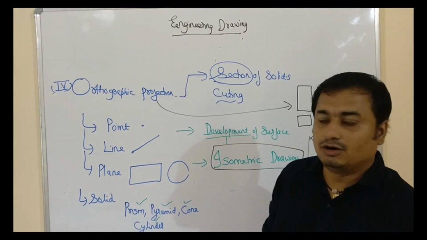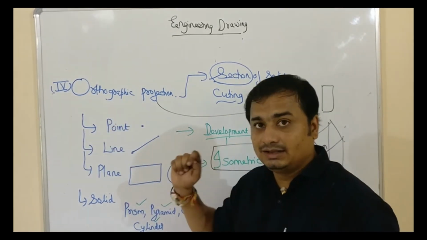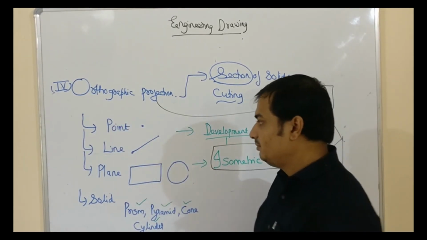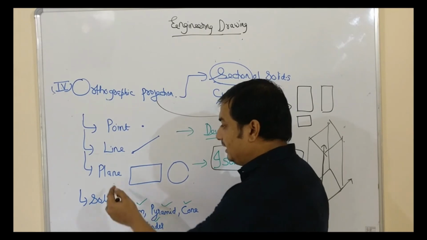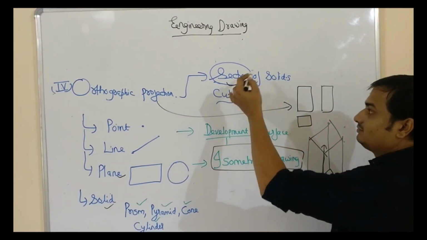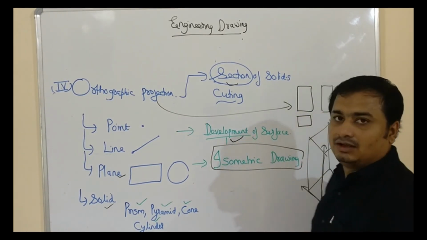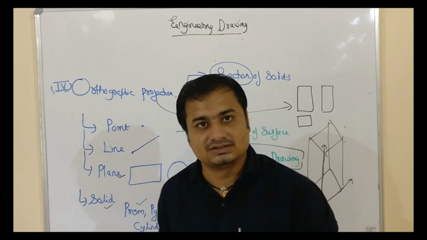Last and very important component, that is the orthographic projection, which will include orthographic projection of point. We will start with the point, then we will be dealing with the line, then the plane, then we will come to solid, then the section of solids, and we will be drawing the development of surface. At the end, we will be drawing isometric projections.